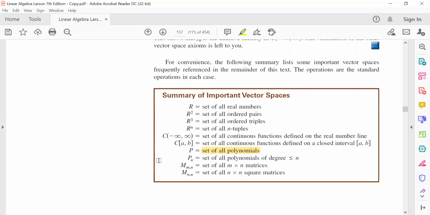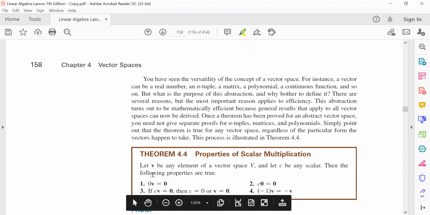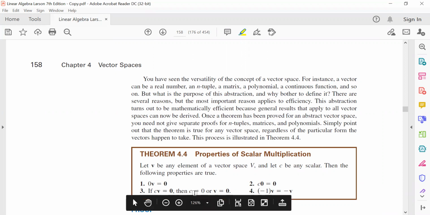So if I add any two polynomials, the result is a polynomial. If I multiply a polynomial by a scalar, again, the proof of this is pretty straightforward. That's all I wanted to say. Moving on. These are very straightforward properties of scalar multiplication. If I multiply any of these vectors by 0, I get the 0 vector. If CV equals 0, then either C equals 0 or V equals 0, and so on and so forth.